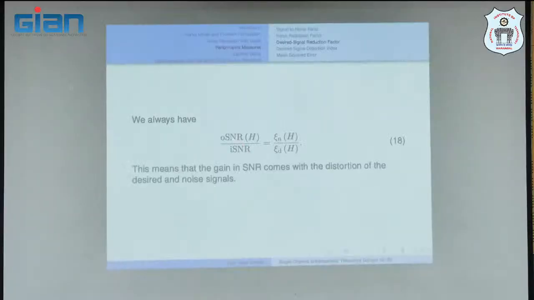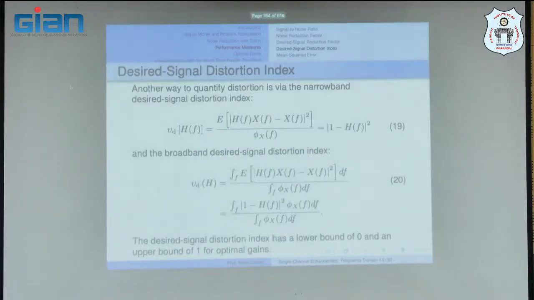measures. So the broadband gain in SNR is the ratio between the broadband noise reduction factor and the broadband desired signal reduction factor. Just like what we had in the time domain. You know, now after the quiz, you remember all the terms, so it's much easier to continue because you're familiar with the similar terms. Okay, let's talk about the distortion index.